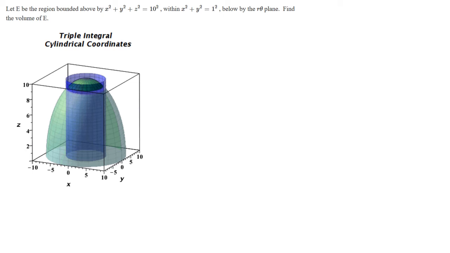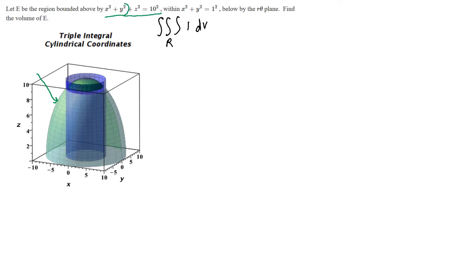To find the volume of this region using triple integrals, we need to be integrating over that region. The integrand needs to be a 1, and then dv represents our volume element, which we need to describe. We're going to do that in cylindrical coordinates. We're told that the sphere here is x squared plus y squared plus z squared equals 100.